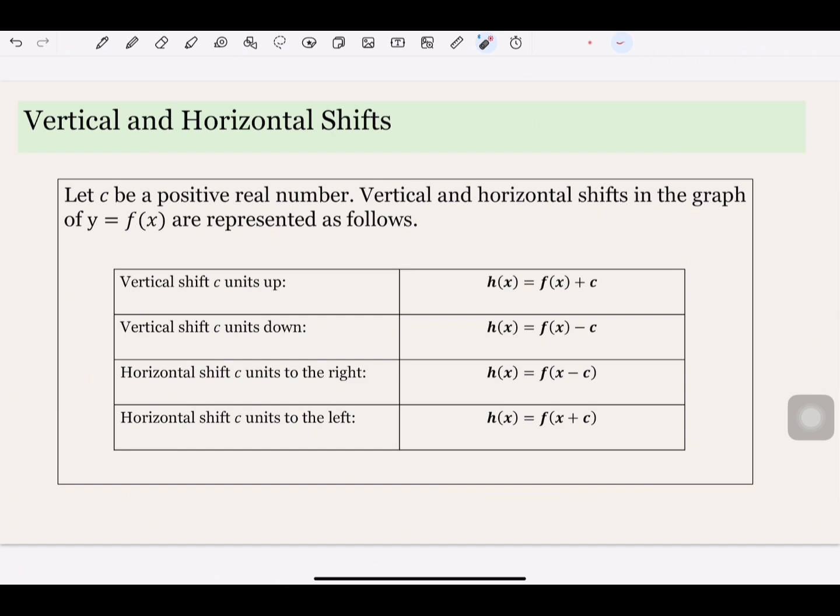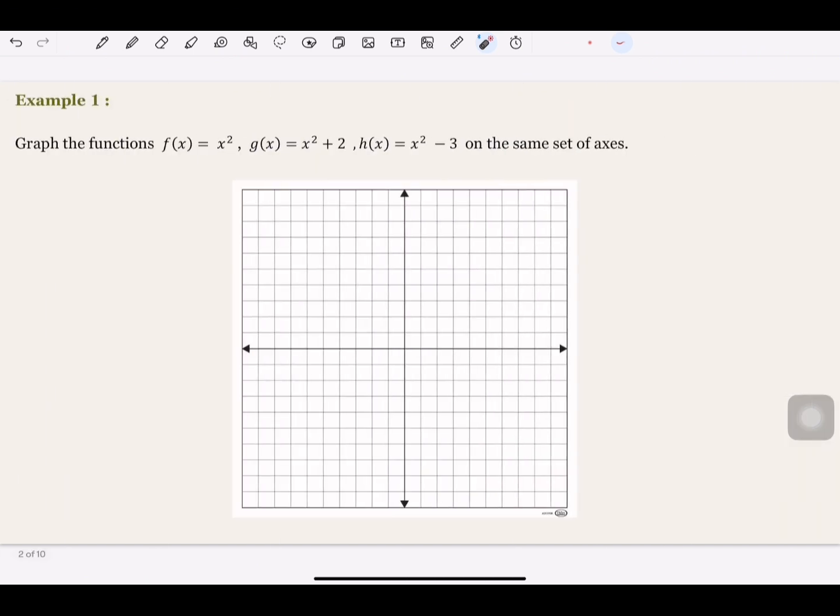So now let's try some examples, then you will see this concept clearly. So this is the first example that I'm going to discuss. You have three functions. You have to sketch all these three functions in the same set of axes. So let's start with f of x equals x squared. This is very easy. f of x equals x squared is a parent function. So you already know this is a parabola open upwards and it's going through the origin.